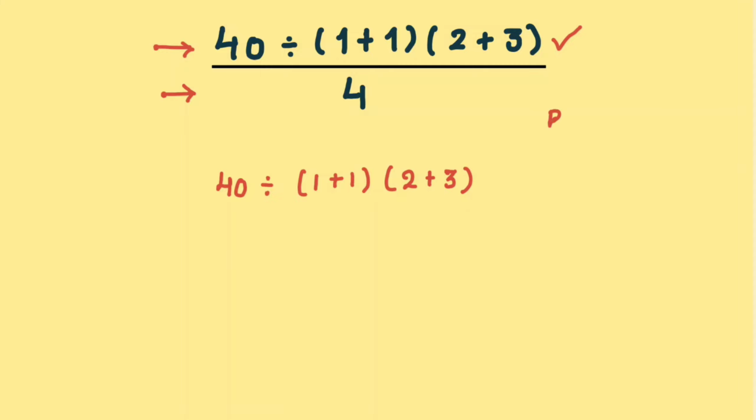And to solve any equation, use the order of operation rule known as BODMAS, where you solve the brackets first. In the question, you have two brackets, so solve them simultaneously. 40 ÷ (1 + 1) = 2, (2 + 3) = 5.